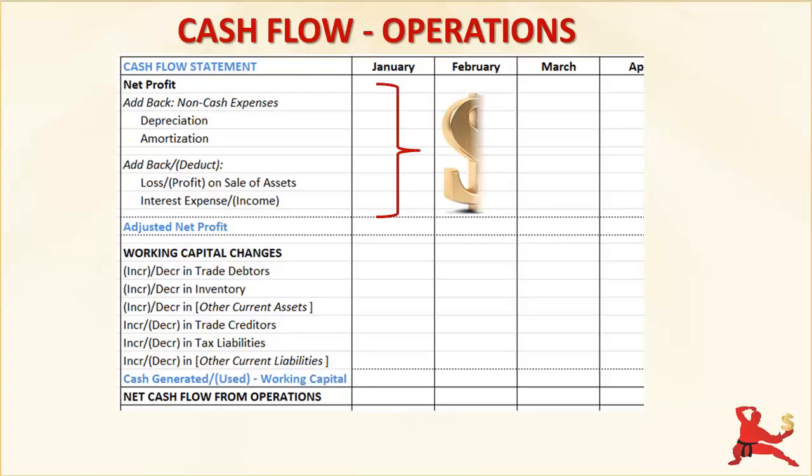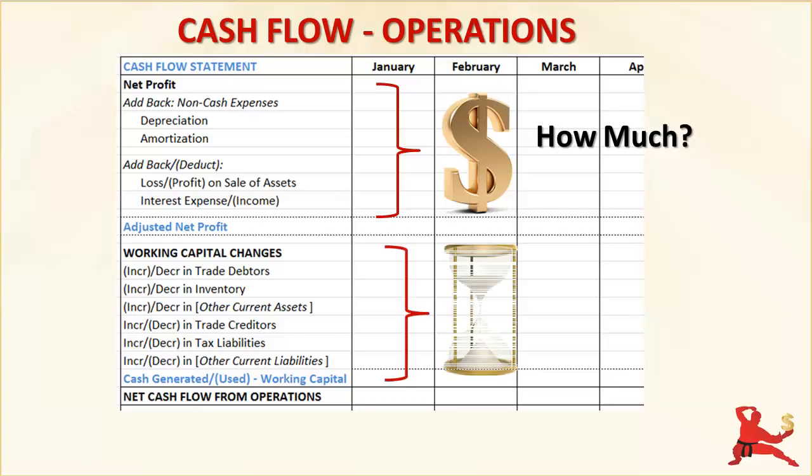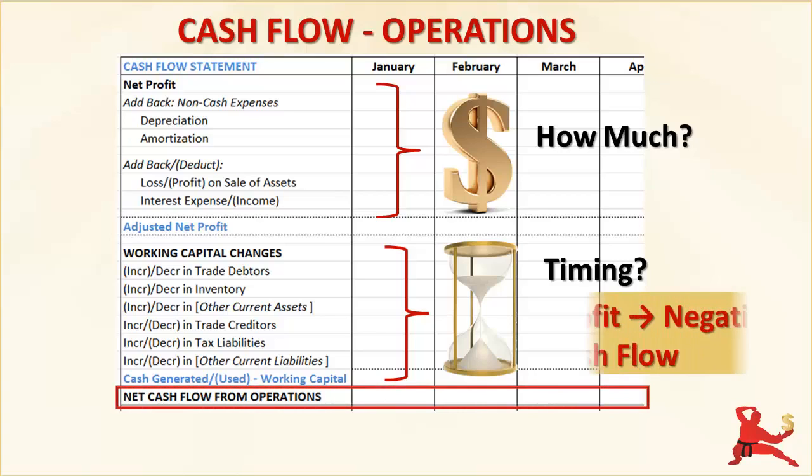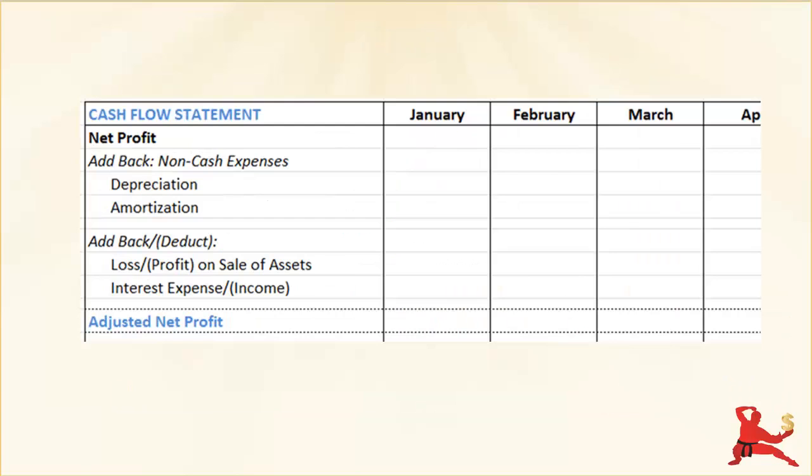The first part shows you how much cash you would have received from your trading activities if everything you did in your business was on cash terms. The second part adds the time ingredient. It shows you the impact of delays in receiving income in cash and delaying payment of expenses in cash. Timing is what can potentially turn healthy profit numbers into negative operating cash flow.